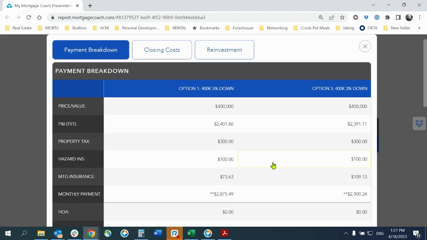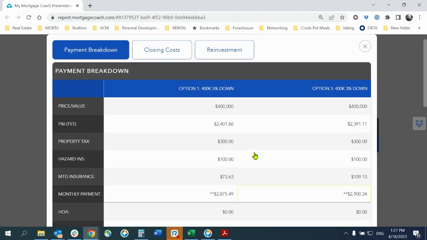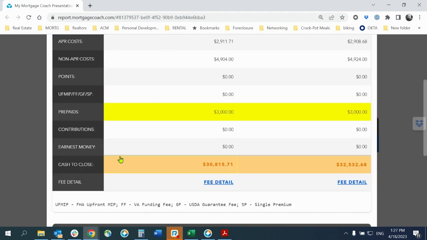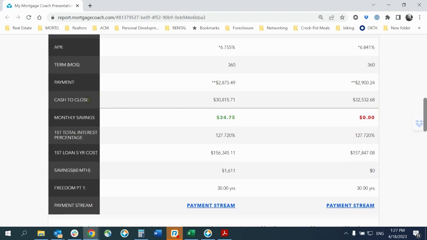If we go over into the more information button over here, you can see that the biggest change is right there in the mortgage insurance. The mortgage insurance is about $30 more expensive. And that's what's causing this to happen. Now, if you go over to the closing costs, you're going to see that the APR, non-APR, prepaids, all this stuff remains about the same. The only difference, when you come back to the main screen right here, is that your cash to close is about a $2,000 difference.